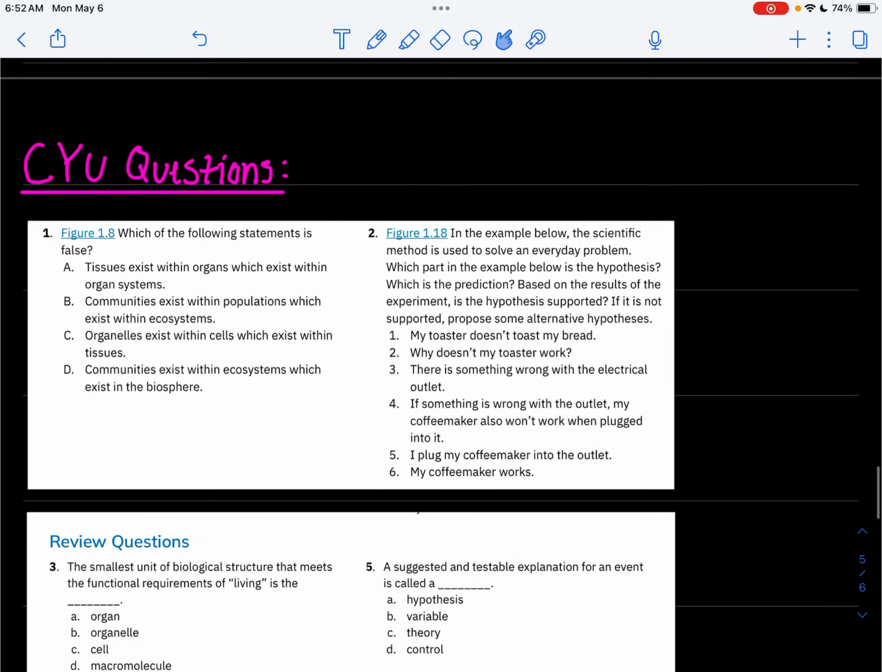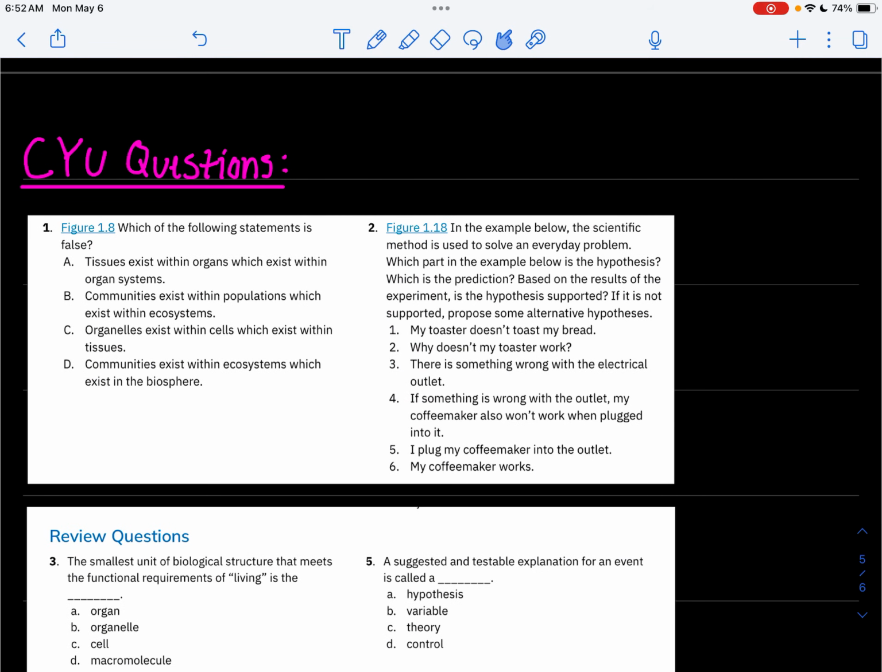Which of the following statements is false? Tissues exist within organs which exist within organ systems. That is a true statement, so it is not this one. Communities exist within populations which exist within ecosystems. Is that true or false? That is false.